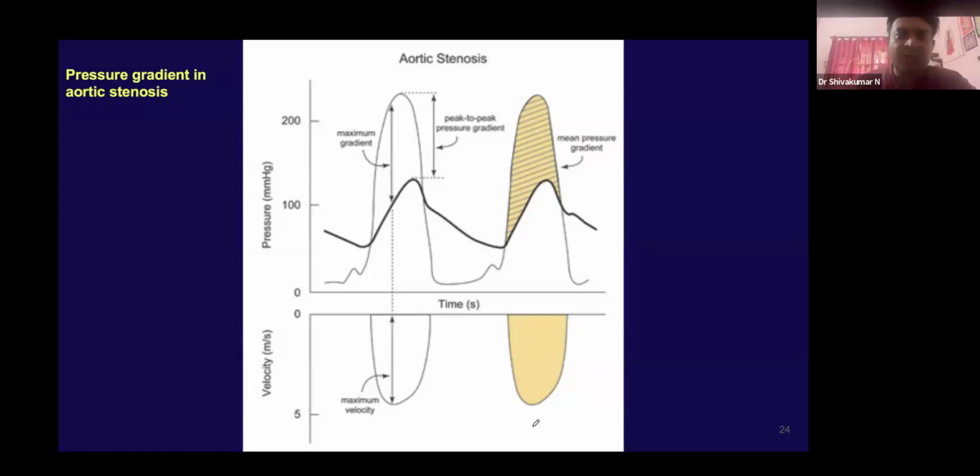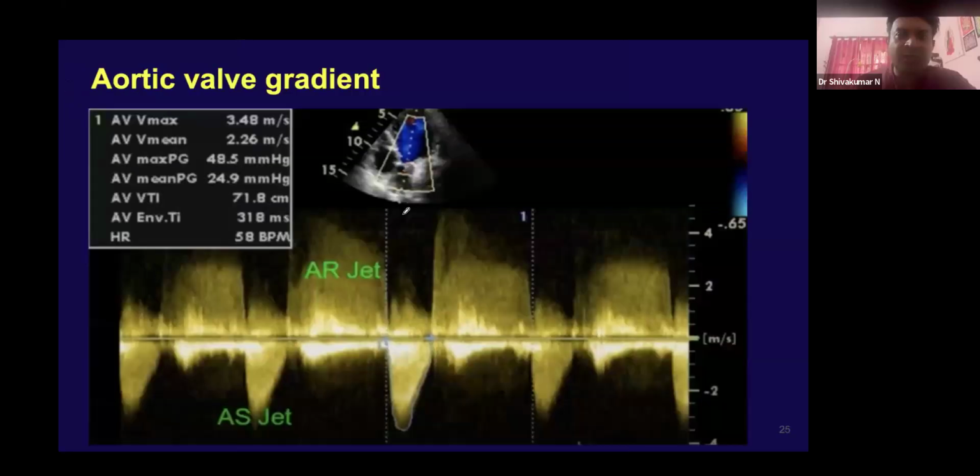To give an example, if a patient has aortic stenosis, we use continuous wave Doppler across the aortic valve. You get the Doppler profile over here, and this is the pressure tracing of the same patient. You trace the waveform, and the machine will give you the peak gradient and the mean gradient.